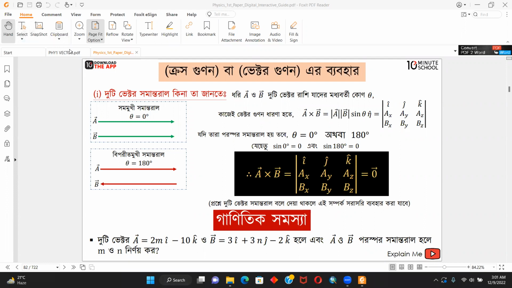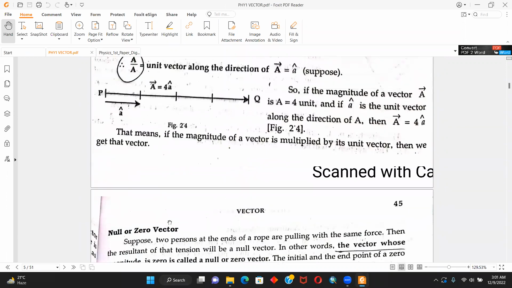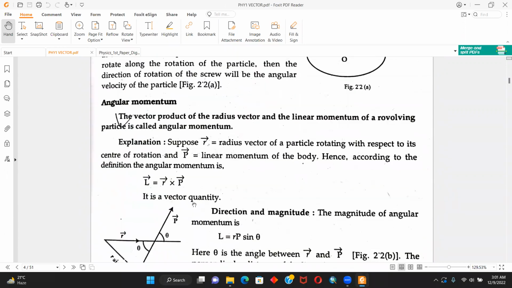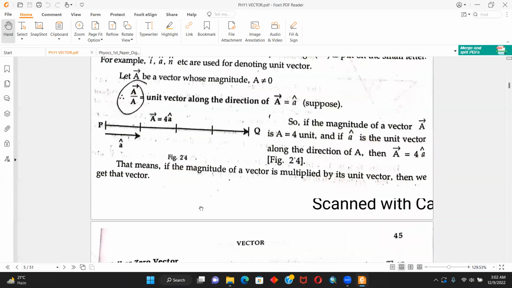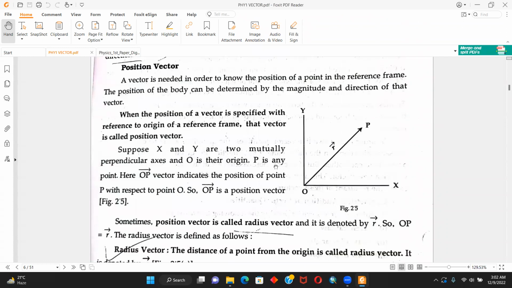Right, so not even a day ago, we were discussing vectors. We got some preliminary idea about vectors, what their properties are, and some special types of vectors like surface vectors, null vectors and unit vectors. We learned about them. Now let's discuss position vectors.